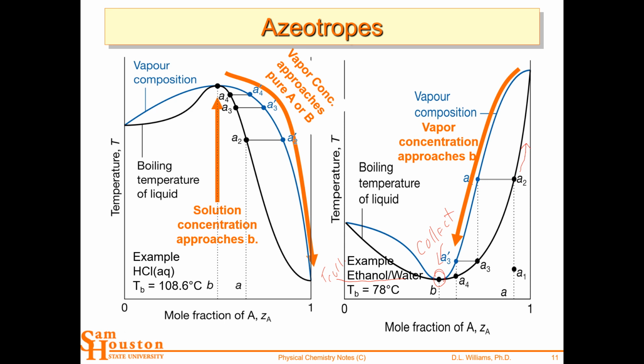And you can't collect pure B because you have an azeotrope that's a low boiler. So with low boiling azeotropes, you can only collect the azeotrope. That's why you can't use distillation to separate ethanol from water, because it has a low boiling azeotrope. It will always contain a few percent water. I think it's 5% water because it's a low boiler.